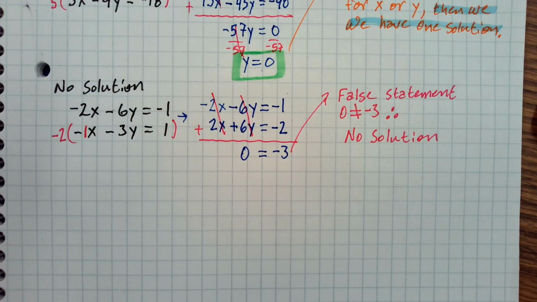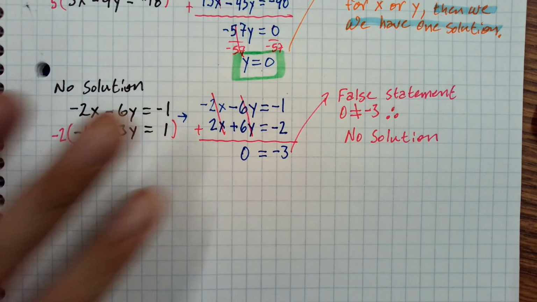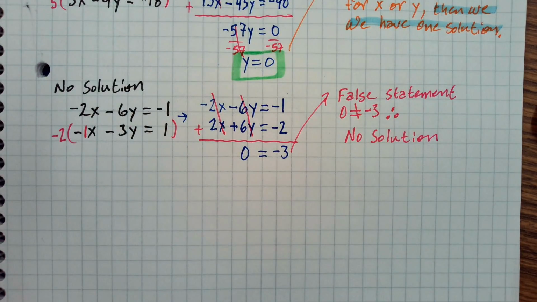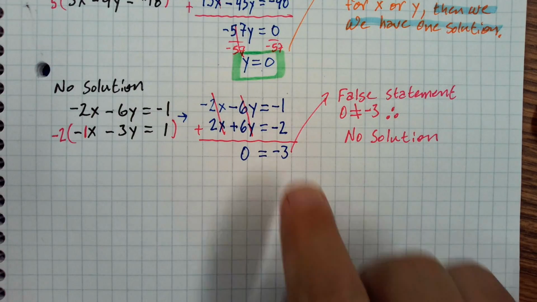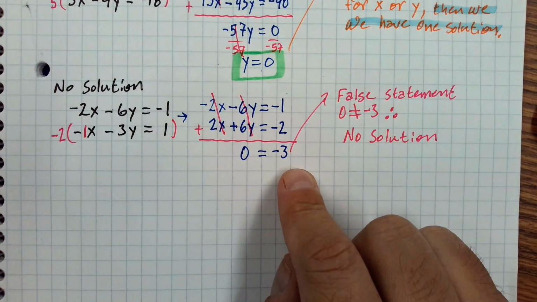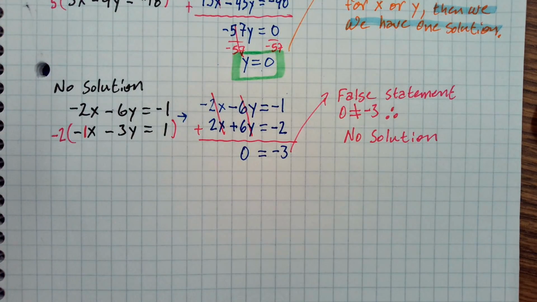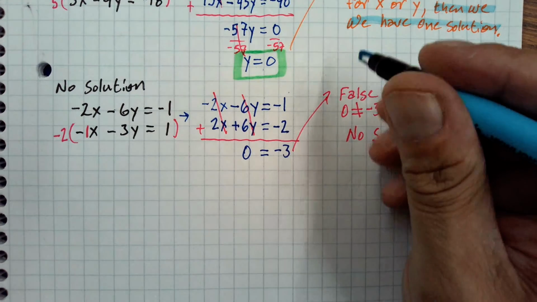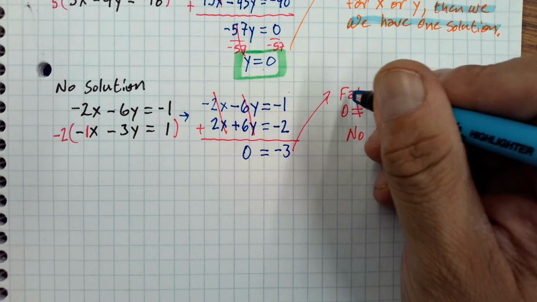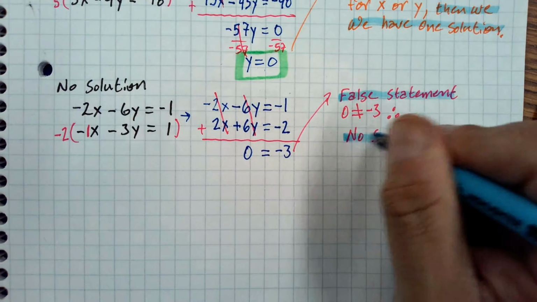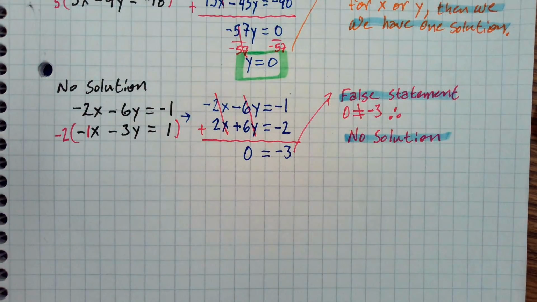So guys, if you're on your merry way solving this system like we've learned to do, and everything on the left side goes away, you're left with 0 on the left side, and something on the other side that's not 0, then guess what? That's false, therefore no solution. Okay? We ended up with a false statement because 0 does not equal negative 3. Therefore, we could say there's no solution.